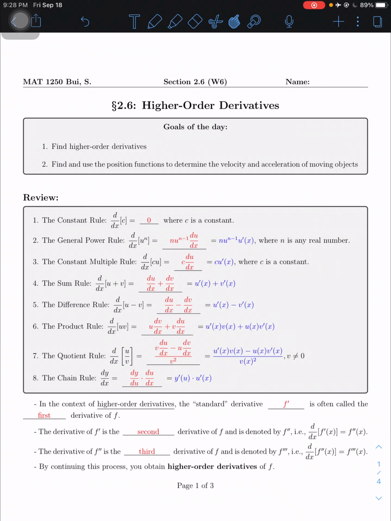Hey guys, last time in 2.5 we talked about the chain rule, which was also the last rule to help us find the derivative of a function in an easier way. Just a quick reminder: besides that, we also have another way to find the derivative of any function, which is to go by the definition of derivatives.